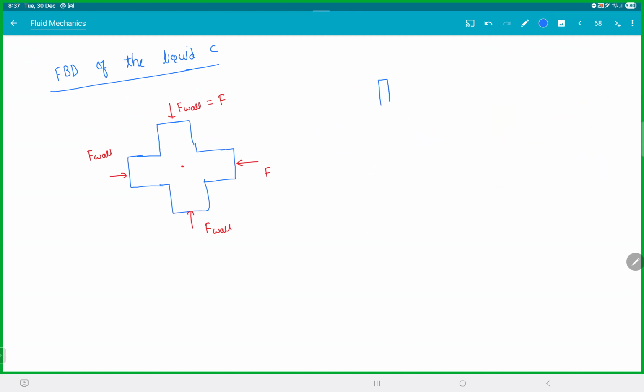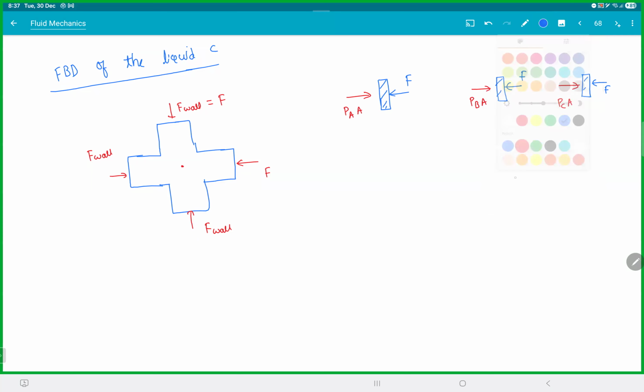piston, this is how you find the pressure. If you just draw the FBD of any piston, this will be pressure at A into area. It doesn't matter which piston you take, it will be pressure at B into area. It will be pressure at C into area. So if you see, the pressure at A is equal to the pressure at B is equal to the pressure at C. Clear with this?